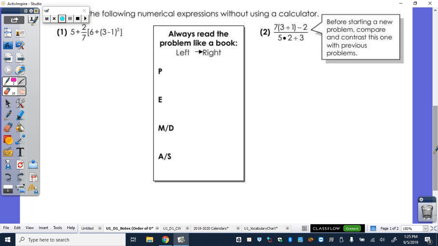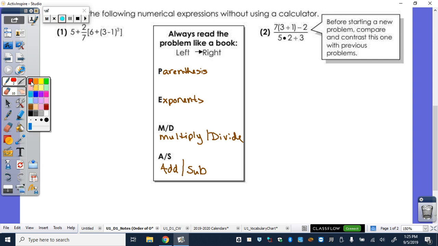Details, details, details. All right, so order of operations. A lot of you remember them. What are our order of operations? P stands for parentheses, exponents, multiply, divide, and then add, subtract. But see, there's some things that they leave out with PEMDAS. I don't really like calling it PEMDAS.